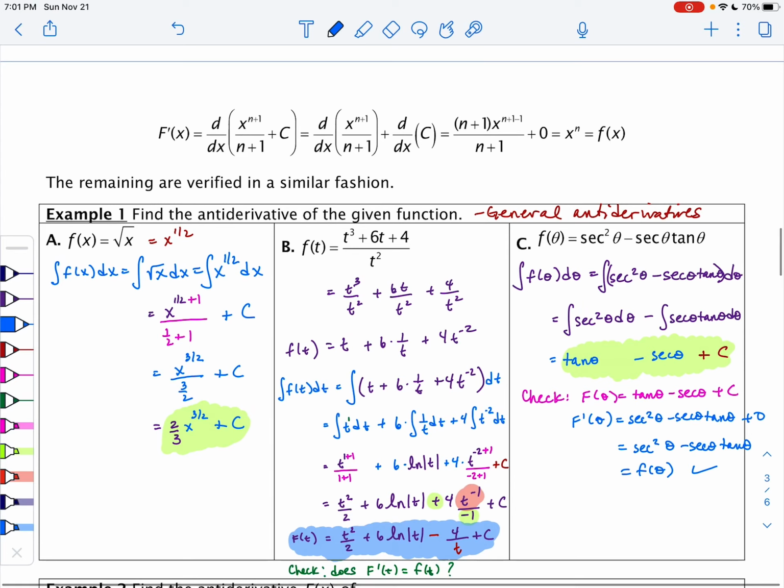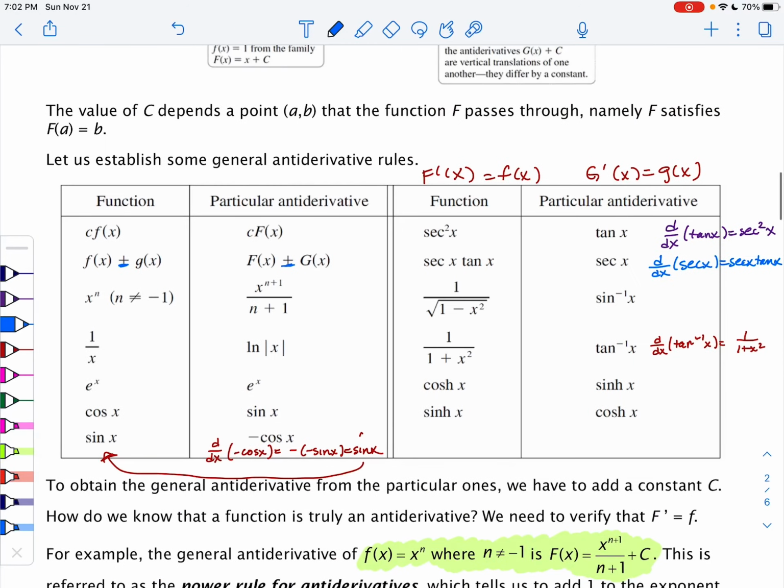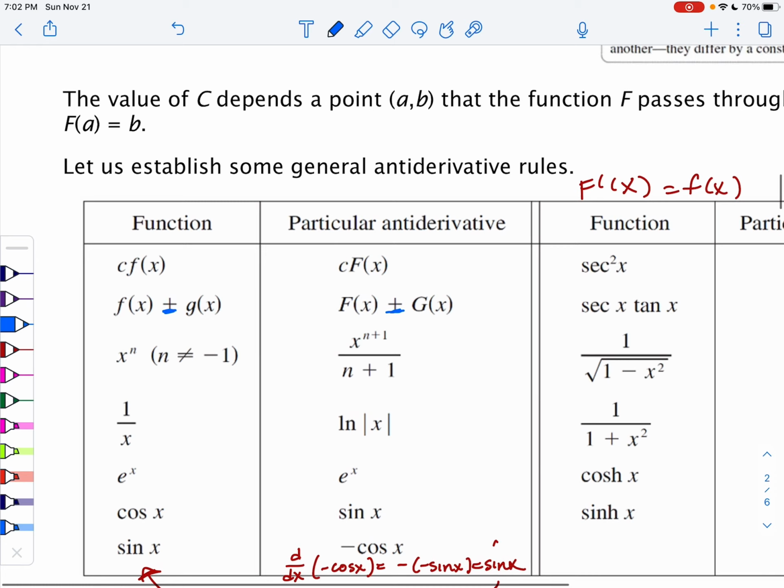Good. So please practice your antiderivatives. Remember, you are taking differentiation in reverse. The main ideas here are that the derivative of a constant times a function is the constant times the derivative of the function, so we can pull constants out of our integral signs or our antiderivative signs. We also have that the derivative of a sum or difference is the sum or difference of those derivatives, and so we can take them term by term.